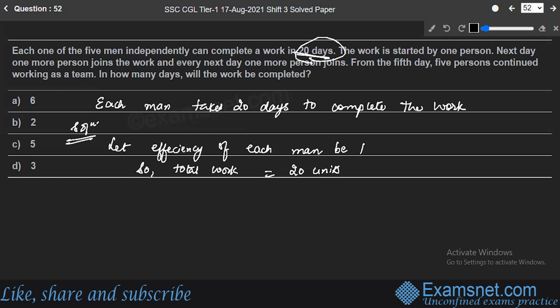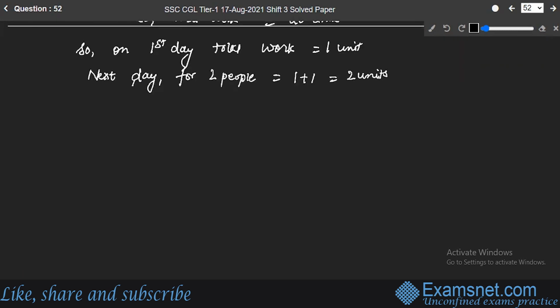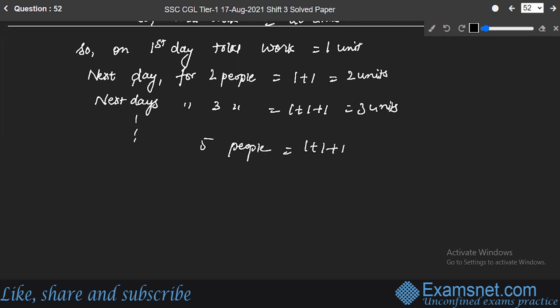Correct? So, on first day, because it is done by one man, total work will be 1 unit. Right? Next day, two people join in. So now for two people, how much work is done? 1 unit plus 1 unit, that is equal to 2 units. Similarly, next day for three people, it will be 1 plus 1 plus 1, that is equal to 3 units. Similarly, for five people, because on the fifth day, five people total will be there. So 1 plus 1 plus 1 plus 1 plus 1, this will be equal to 5 units. On the first day, work done is 1 unit, second day, 2 units, third day, 3 units, fourth day, 4 units, and fifth day, 5 units.